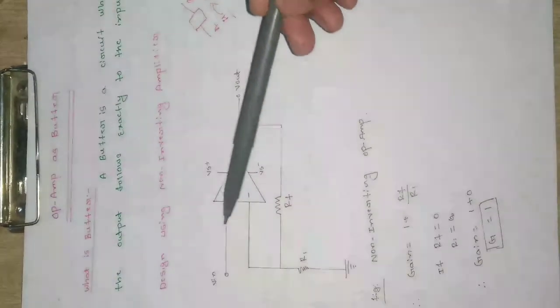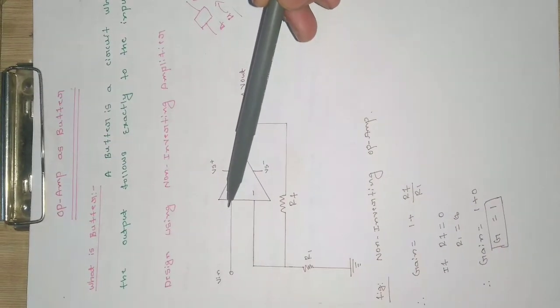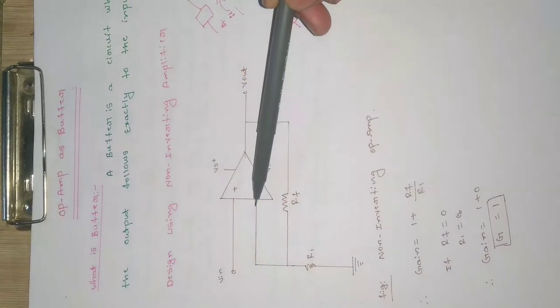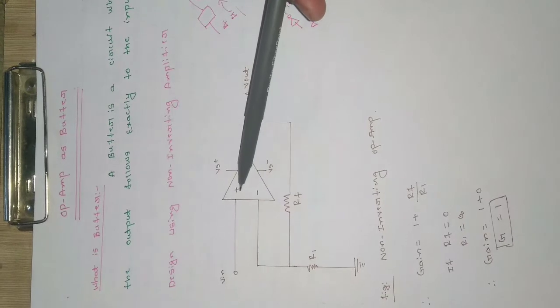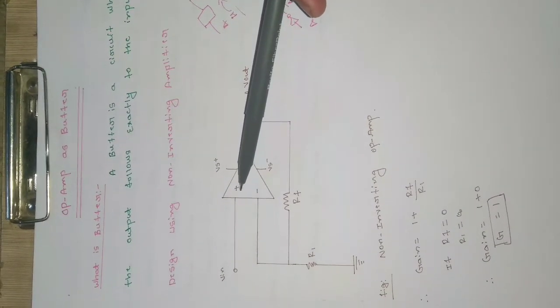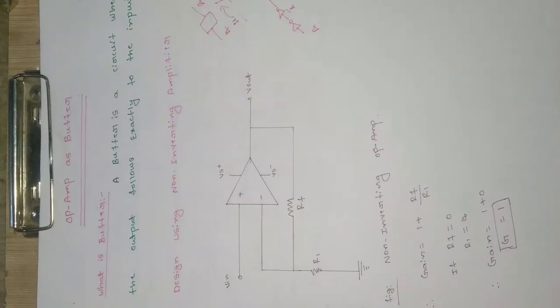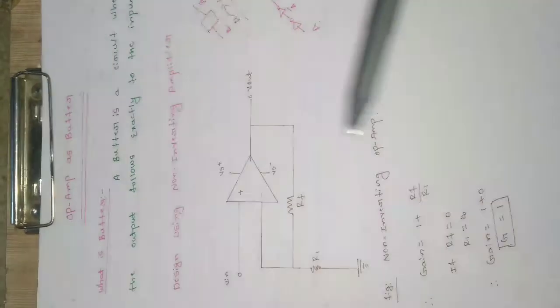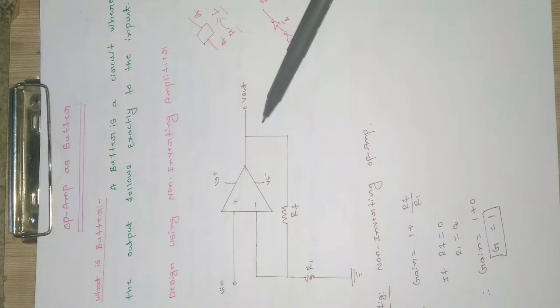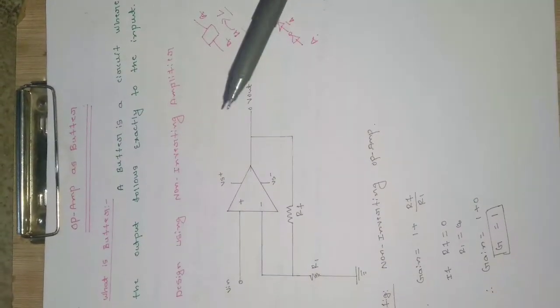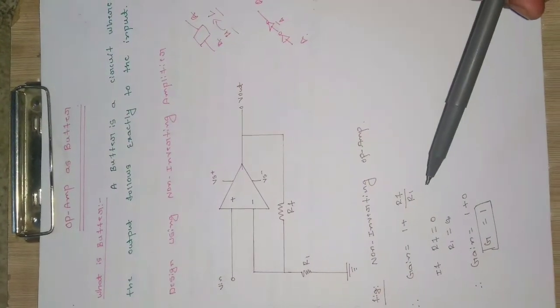Basically what it does is it tries to maintain the same voltage at these points, V in and this point. So the plus and minus points should be at the same potential or the same voltage for an op amp. So it tries to keep the voltage at the same level. It will adjust the output voltage in order to maintain the plus and minus terminals at the same voltage. So gain is equal to 1 plus Rf by R1.